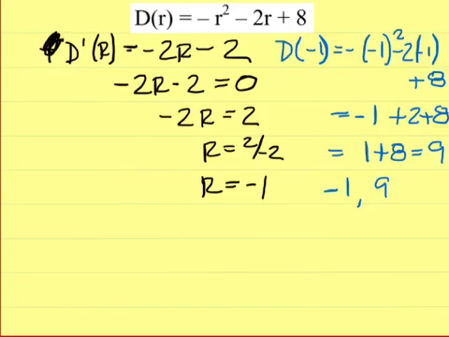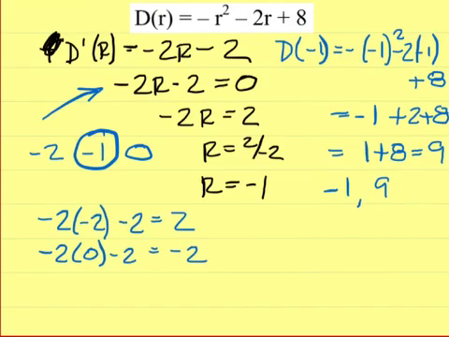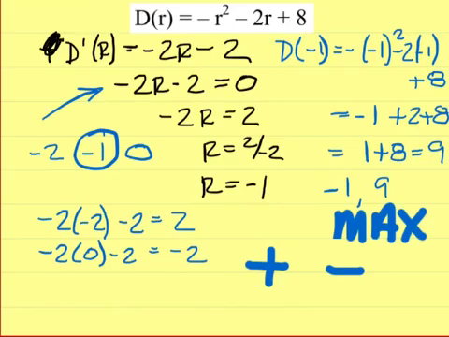Now we have to determine if it's a maximum or a minimum. We have a -1. On either side of that, we could choose a -2 and then a 0. If we choose a -2, remember you're plugging it in here, not the original one. So it's -2 times -2 and then minus 2. 4 minus 2 is 2. And then -2 times 0 minus 2 is minus 2. Notice that your pattern is you start with a plus, you end with a minus. Therefore, this is a maximum point, and we'll take a look at it on the graph before you come up.